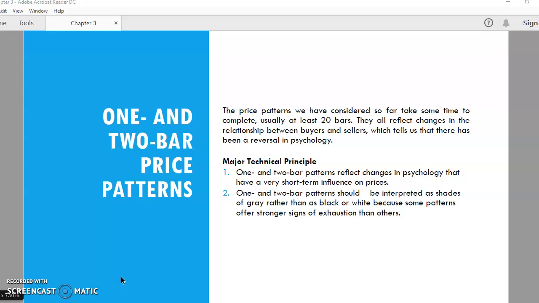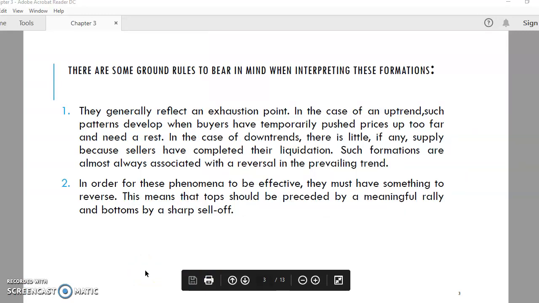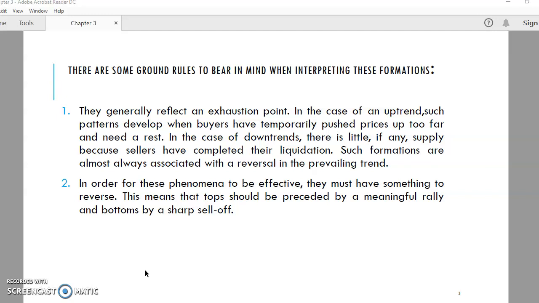Okay, 1 and 2 bar patterns should be interpreted as shades of gray rather than black or white, because some patterns offer a stronger sign of exhaustion than others. There are some ground rules to bear in mind when interpreting this information. The first one, they generally reflect an exhaustion point. The second one, in order for this phenomenon to be effective, they must have something to reverse. This means that a top should be preceded by a meaningful rally and a bottom by a sharp sell-off.